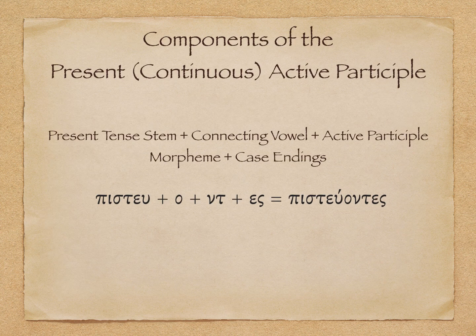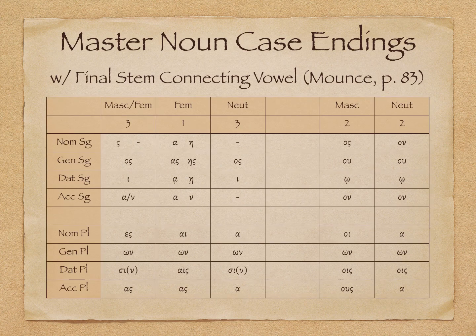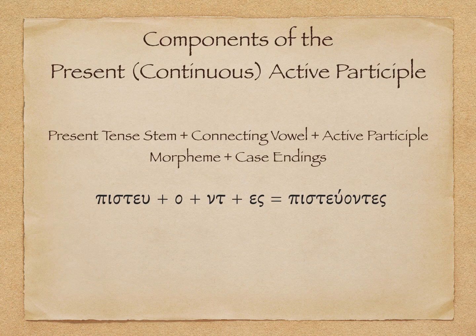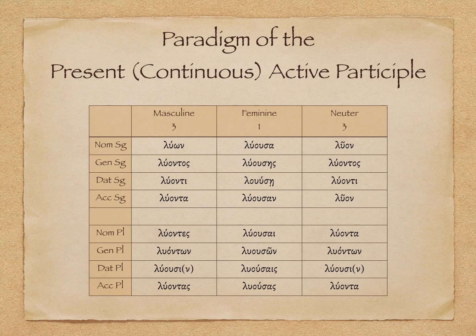For now, let's look at the active participle, the present continuous active participle. The present tense stem, a connecting vowel, the active participle morpheme, nu tau, and case endings, which here, epsilon sigma, is the nominative plural masculine ending. So we have the components, and here's the full paradigm for luon.